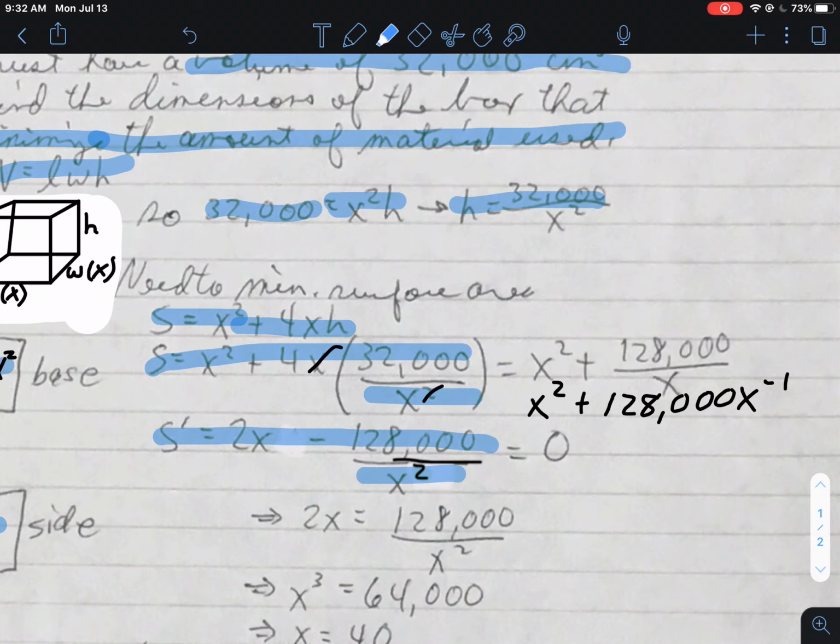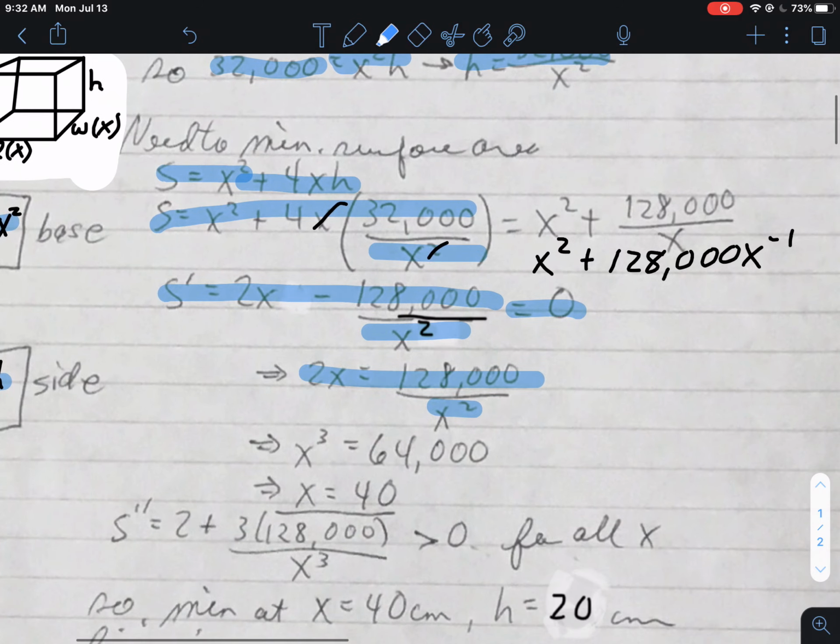So I went ahead and set it equal to 0 to find whatever other critical number might exist. I added the 128,000 over x squared, so I got 2x equals 128,000 over x squared. Then I multiplied by x squared to clear the fraction. That gave me x cubed on the left, and then dividing by 2 gives you 64,000 on the right.